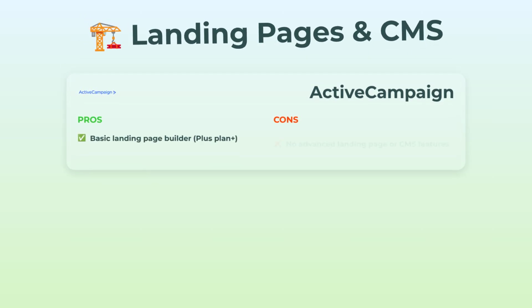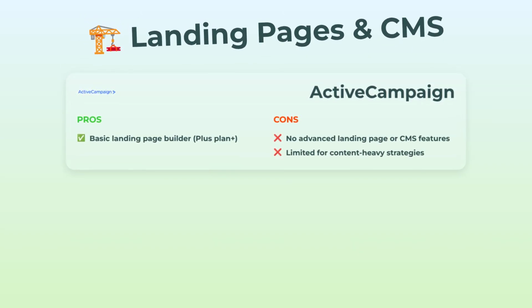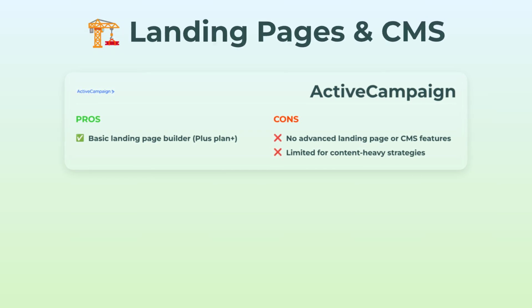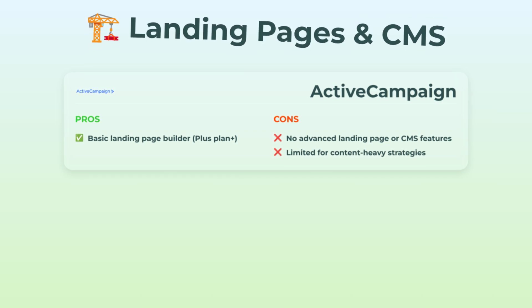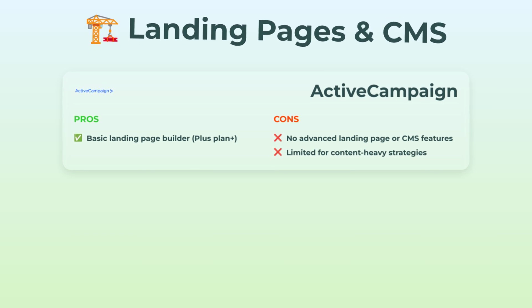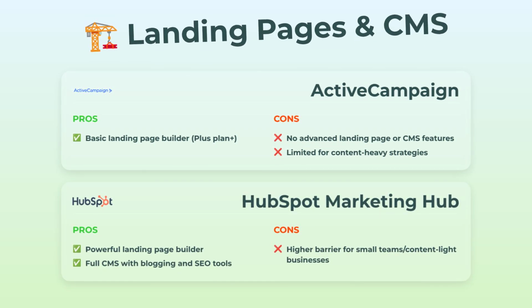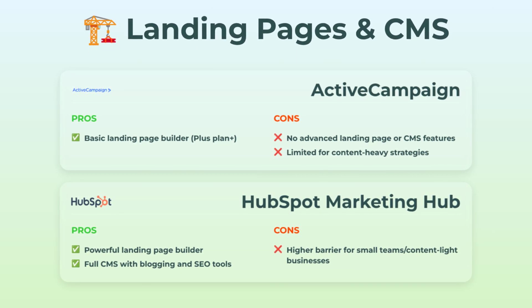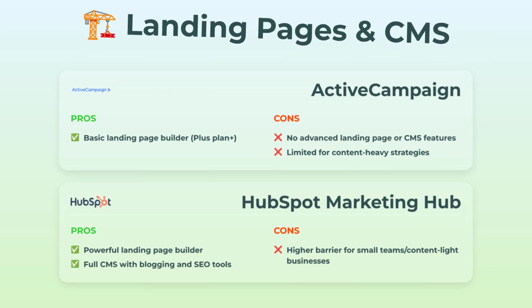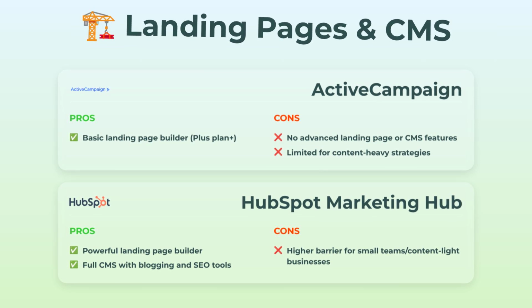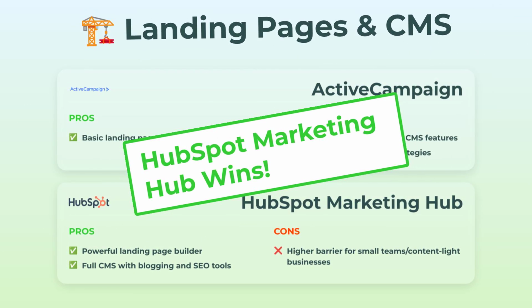On to landing pages and CMS. ActiveCampaign does let you build basic landing pages, but only if you're on the Plus plan or higher. No real CMS, no real tools for blogging or content-heavy stuff, so kinda bare bones here. Meanwhile, HubSpot is honestly a powerhouse. Their landing page builder is awesome, plus you get a whole CMS, blogging, SEO, content, everything. Downside, it's a bit much for tiny teams or anybody who doesn't want to do heavy content work, but overall, for landing pages and CMS, HubSpot totally crushes.